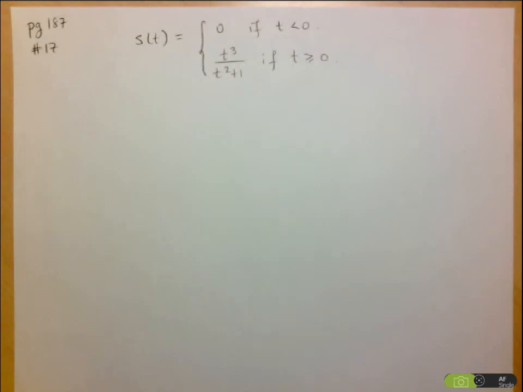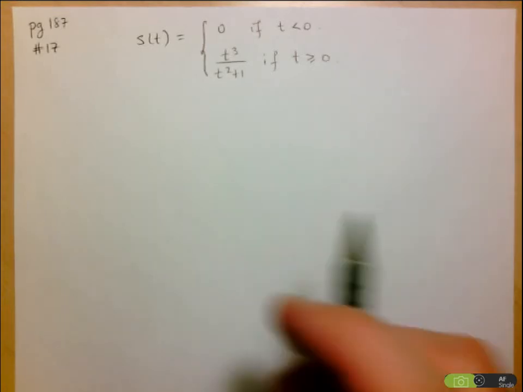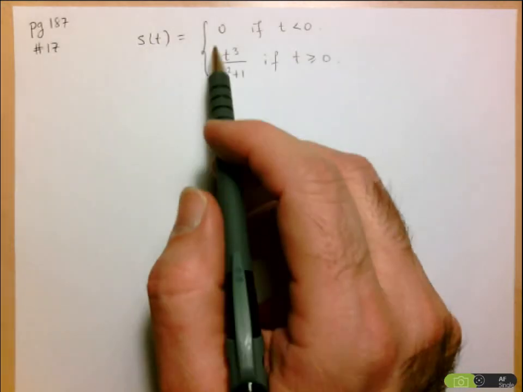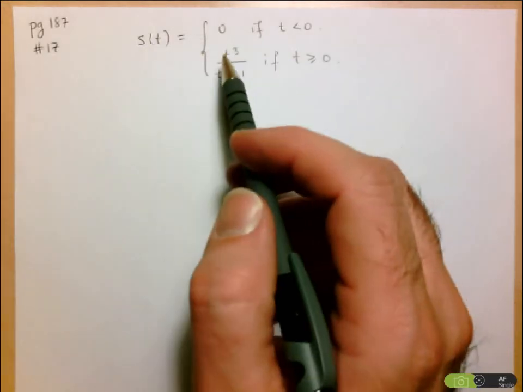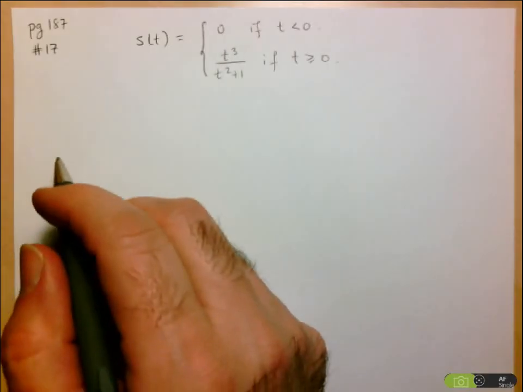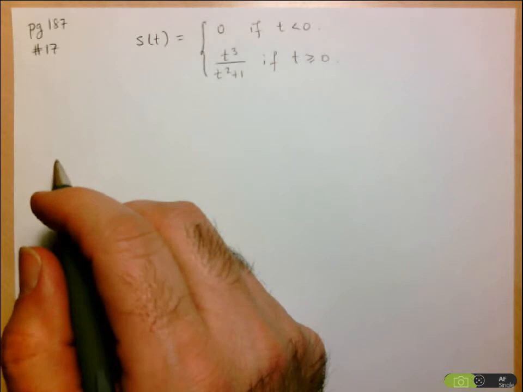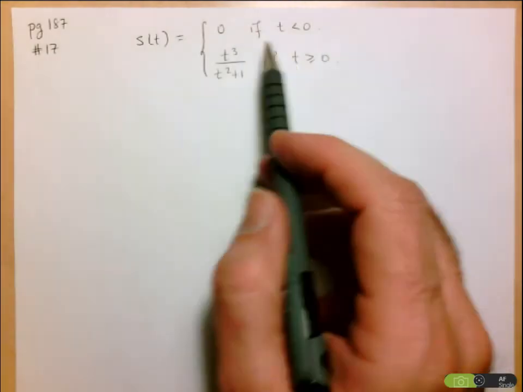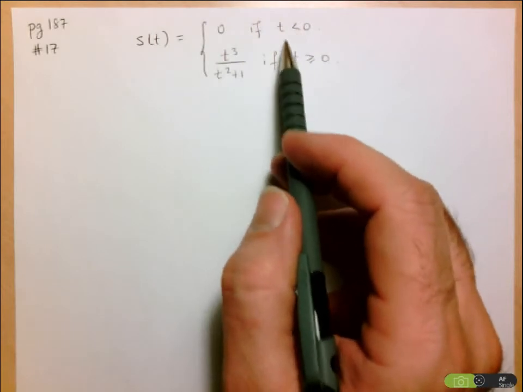Hi folks, we're looking at number 17 from page 187. So they give us this position function defined as a piecewise function, and they give you a little story as to why it needs to be defined this way. But let's go to the first question where we need to show that the acceleration is continuous at t equals 0. Okay, so we see that at 0 is where there's a change.